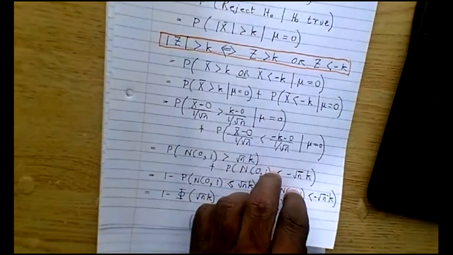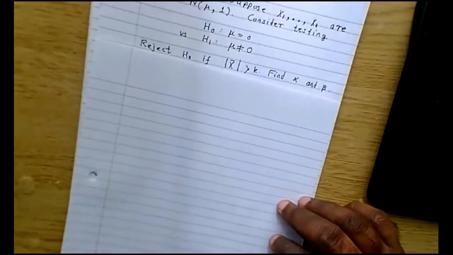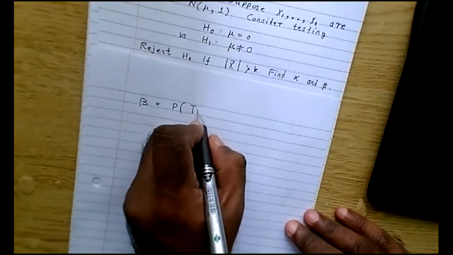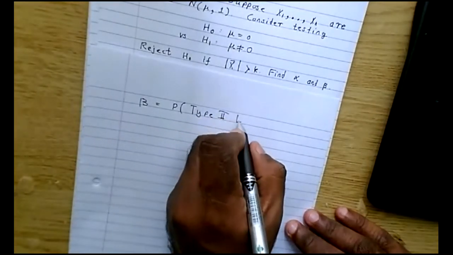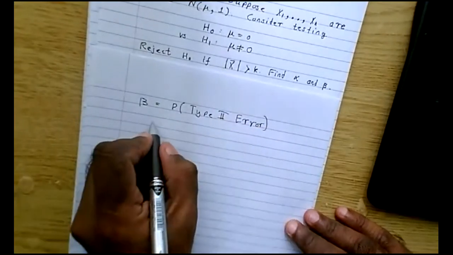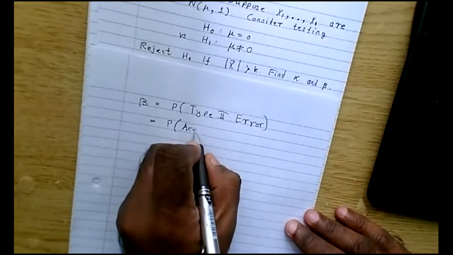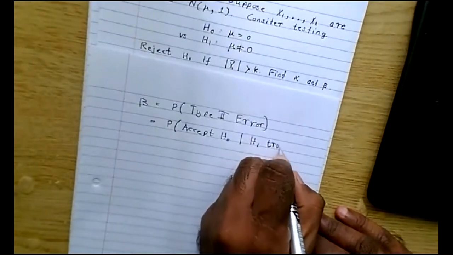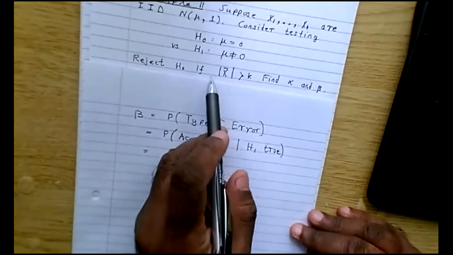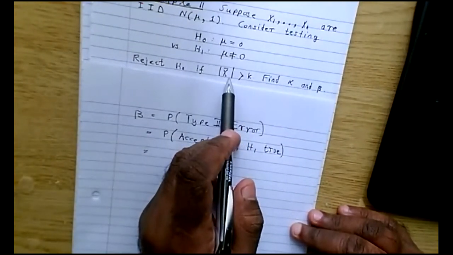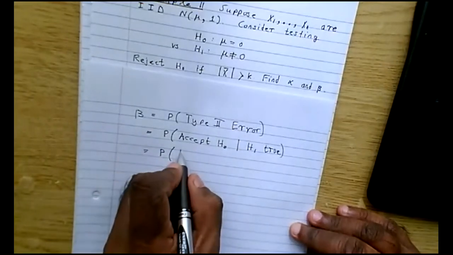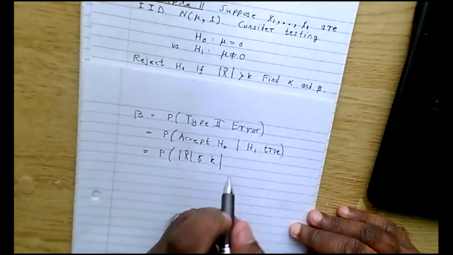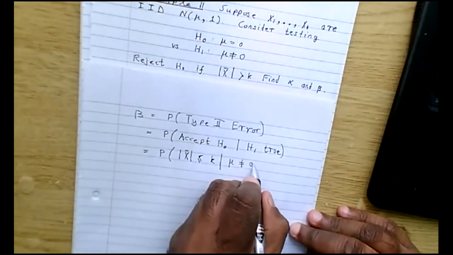Okay. Right. So the next thing I'm going to do, guys, is to find the probability of type 2 error. So that is beta. This is the probability of accepting the null hypothesis when H1 is true. Now, if you look back at the question, this is the rule for rejecting the null hypothesis. So the rule for accepting will be the absolute value of x bar less than or equal to k.